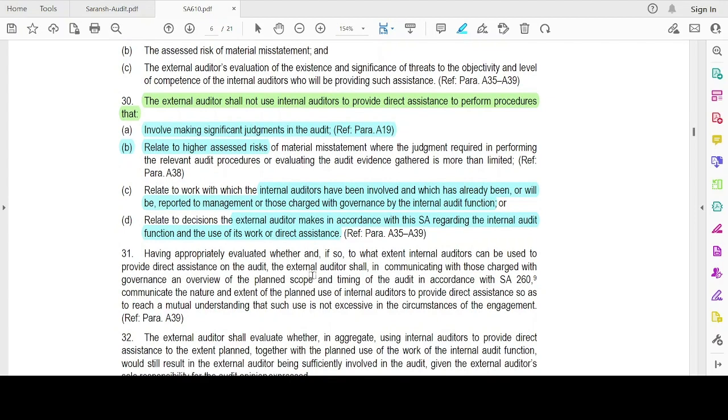Also, there could be some work where the external auditor has to evaluate the internal auditor, but I cannot give it directly to the internal auditor himself. You evaluate your own work? That's not proper, right? That's not fair. That's why these four points are there.